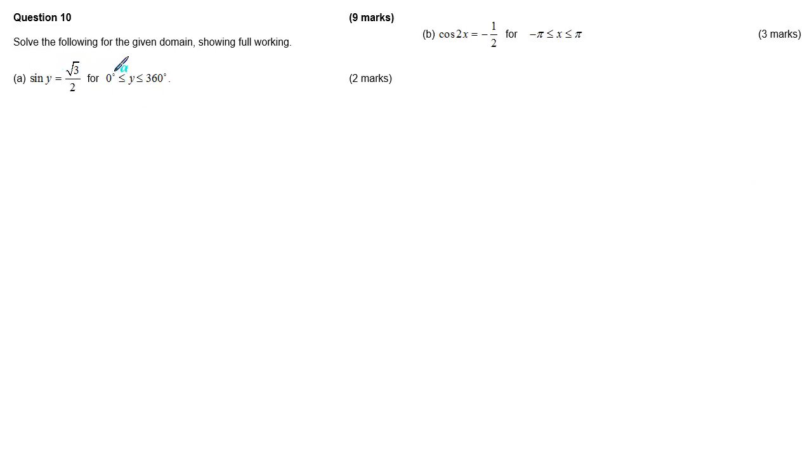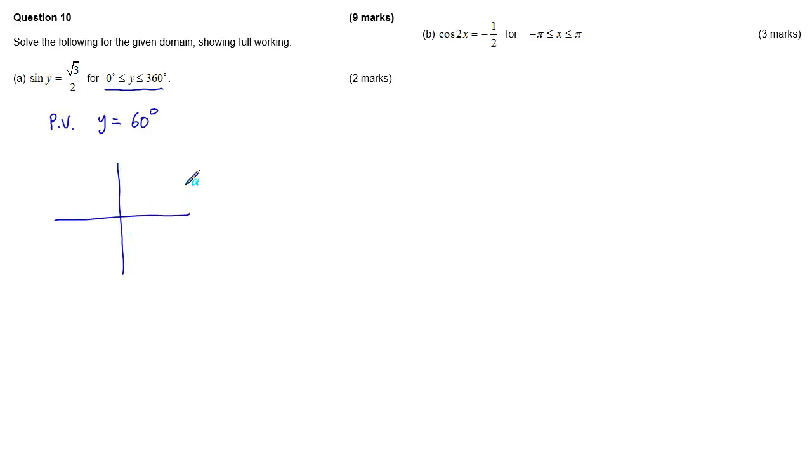We want to solve the following for the given domain showing full working, and that means that we can't just solve it on the calculator. So this one is a standard angle. Our principal value, if sin y is √3/2, is y is going to be 60 degrees. Note that this is in degrees, so we work in degrees.